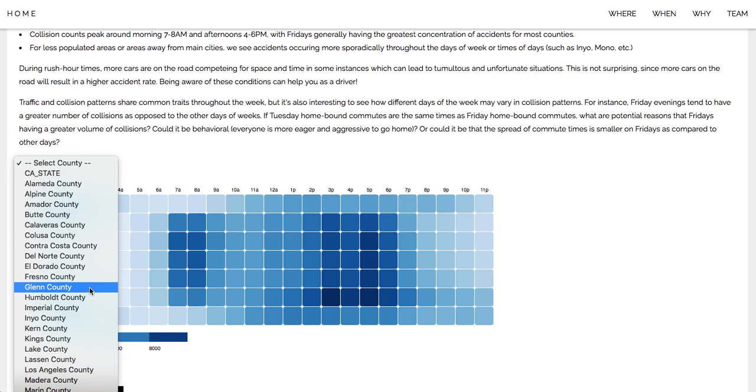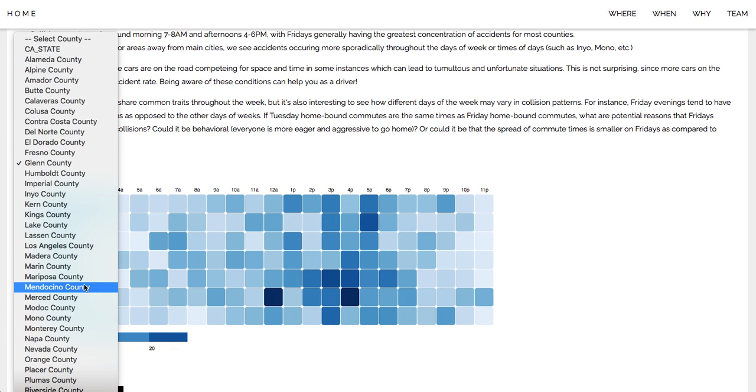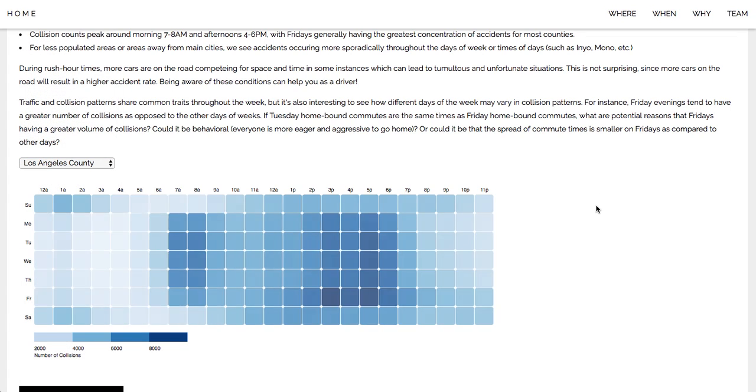Further selections can be made to analyze and compare different counties for their different times of the days and days of the weeks.